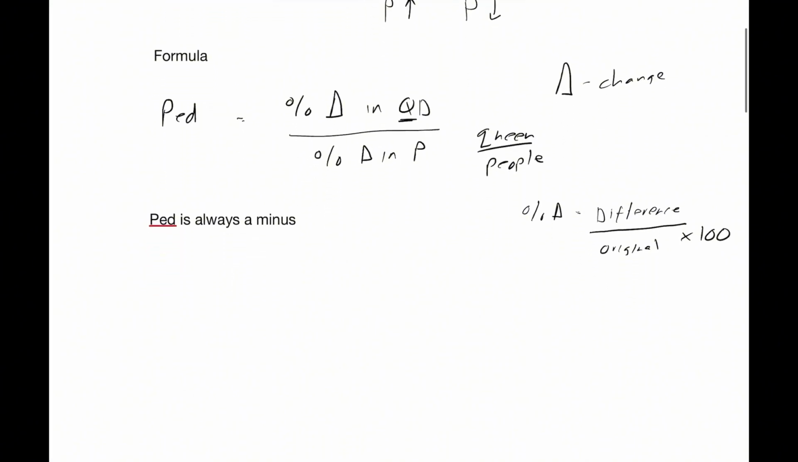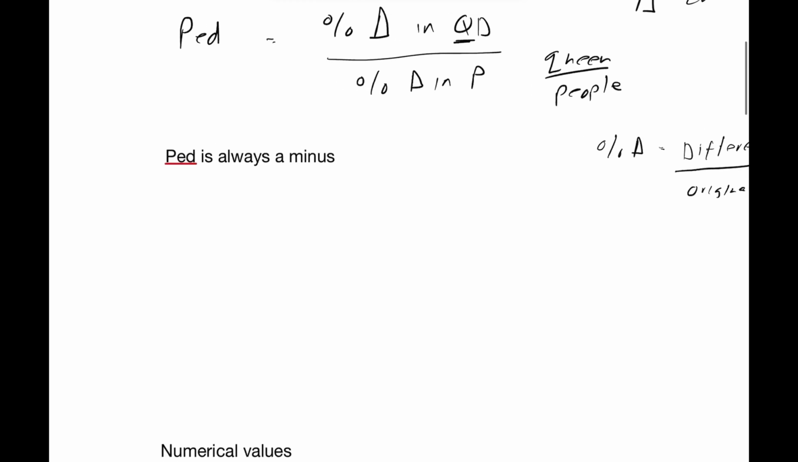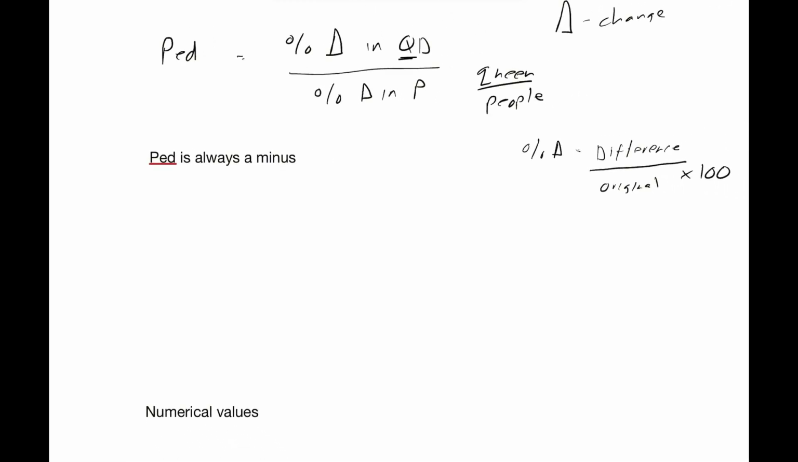Okay, now the answer to PED would always be a minus. Okay, and let's look at why that is. So to explain that, I'm just going to draw the demand curve here. Okay, so price and quantity. Okay, so if the price increased, this is the law of demand, the quantity demanded decreases.